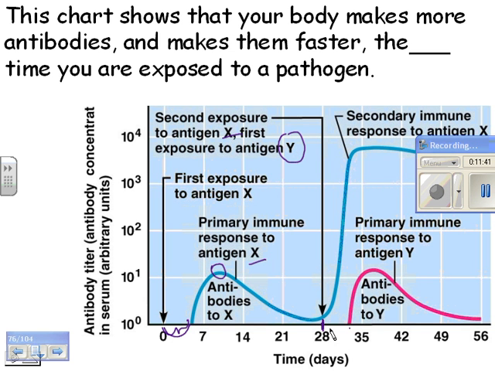For that one, you're going to have the same response that you did the first time. So this is your first exposure to that bad guy, and this is your second exposure to this bad guy. So you still get sick, but it's not from this one, it's from this one. So this chart shows how your body makes more antibodies and makes them faster the second time you're exposed. First time it takes a while, second time doesn't take long, and boy, you make a lot of antibodies that second time.